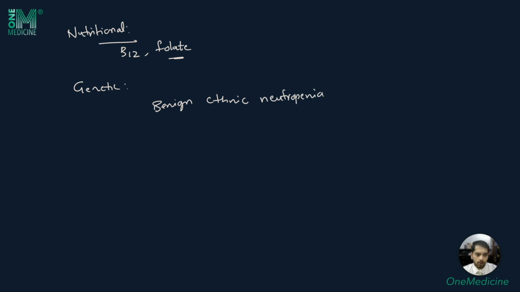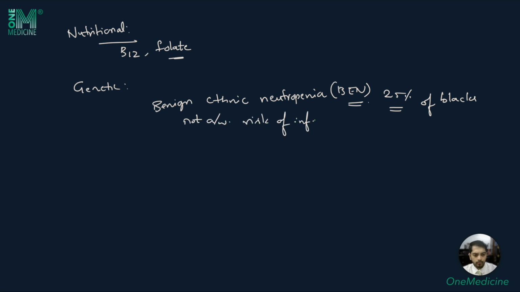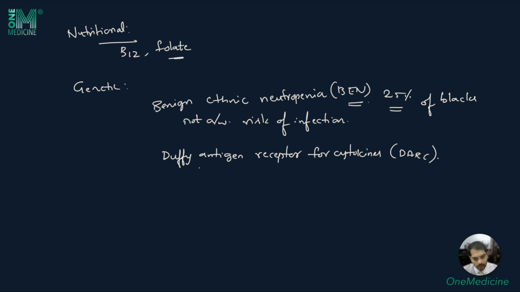Now, the other causes of neutropenia include nutritional, such as B12 and folate deficiencies. Genetic causes include benign ethnic neutropenia, or BEN, which is seen in up to 25% of blacks. However, it is not associated with risk of infection. Another important genetic factor is inheritance of an allele of the Duffy antigen receptor for cytokines, also known as DARC. This can also be associated with a neutropenia that is not associated with increased risk of infections.